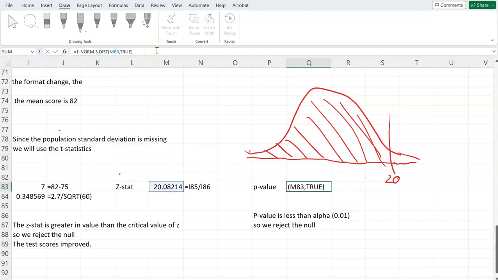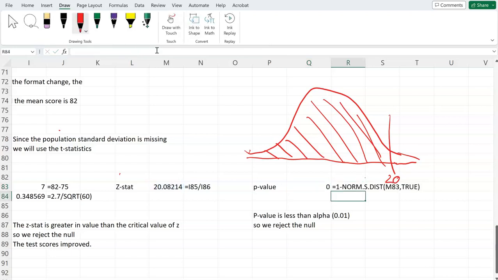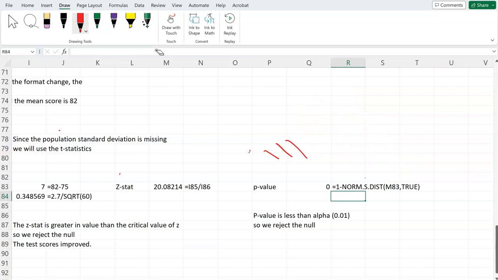Now, for the t-stat, as we saw, we had a right tail formula, but for the z-stat, we do not have a right tail formula, so we are just going to use 1 minus that. And we will say the p-value is less than alpha because it is essentially 0, so we reject the null.